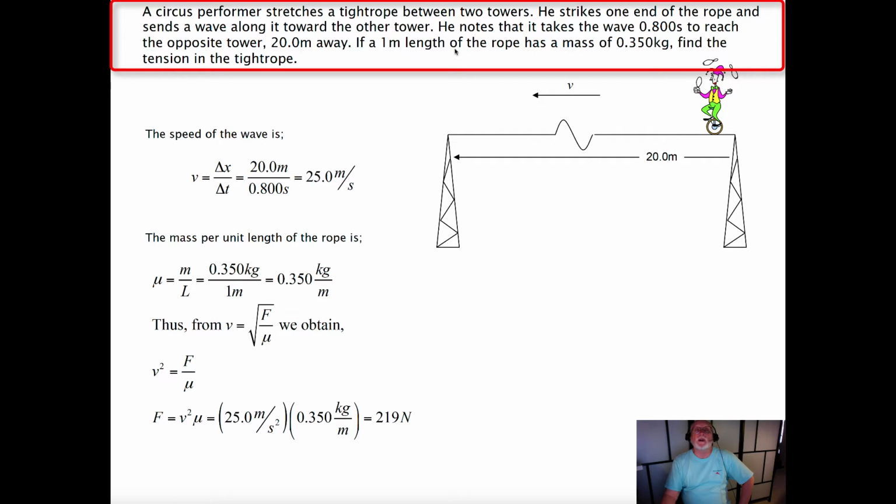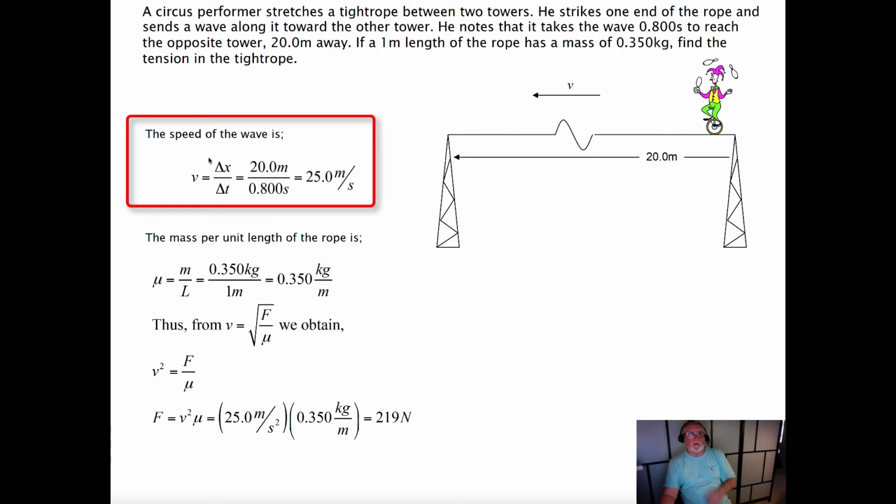If a 1 meter length of rope has a mass of 0.35 kilograms, find the tension in the rope. So let's start with calculating the velocity of the wave. The speed of the wave is, again, defined by distance over time. So the change in x over the change in the time interval, 20 meters divided by 0.8 of a second, gives us a velocity for the wave of 25 meters per second.